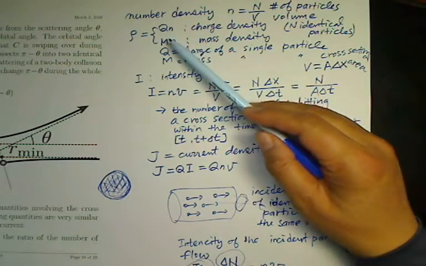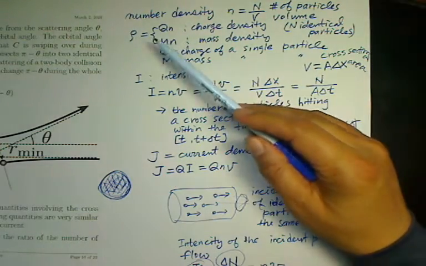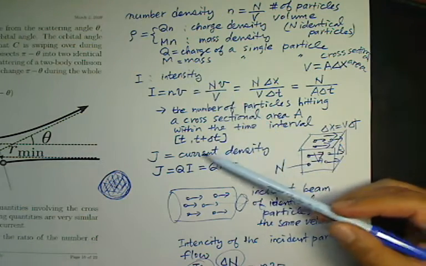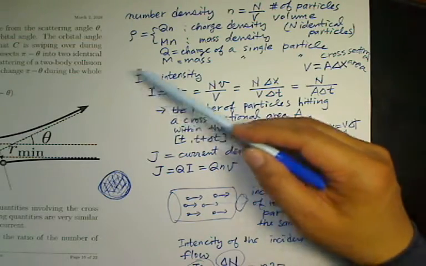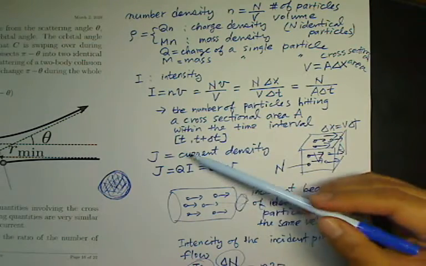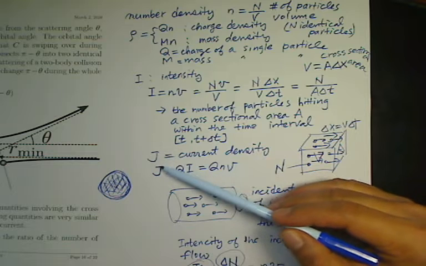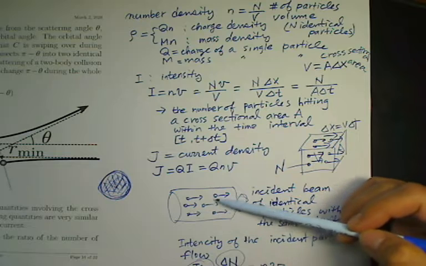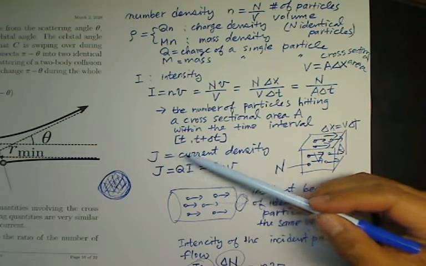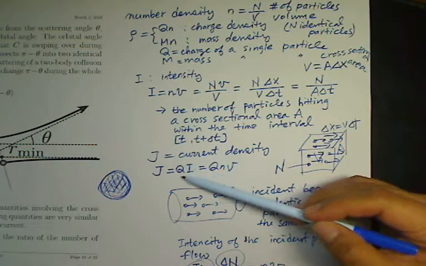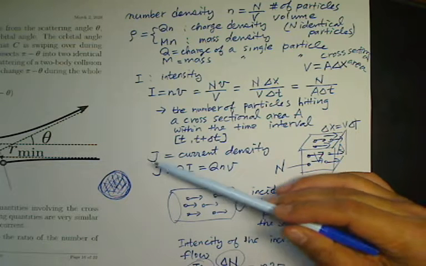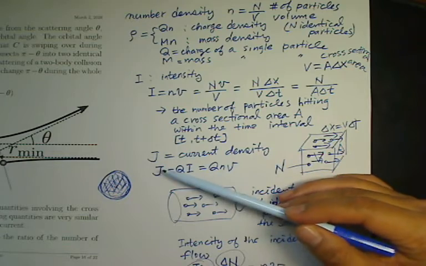If you multiply by the unit charge and unit mass for each particle, you will obtain the charge and mass intensity. The intensity is actually the current density. If every particle has charge q, then this intensity multiplied by each particle's charge is the current density. So current density multiplied by the cross-sectional area is the current, you remember.